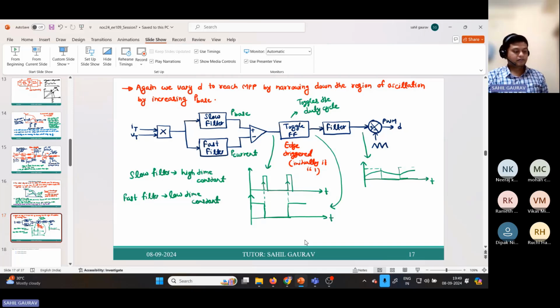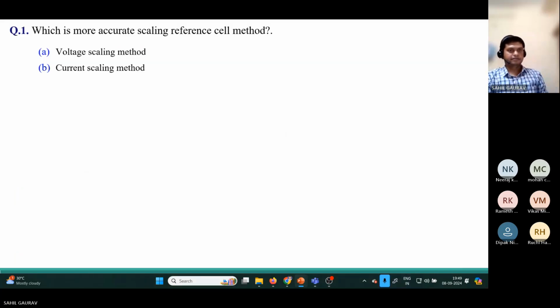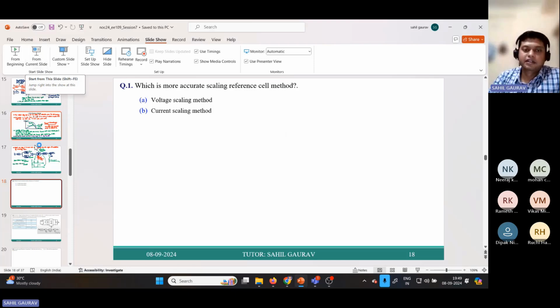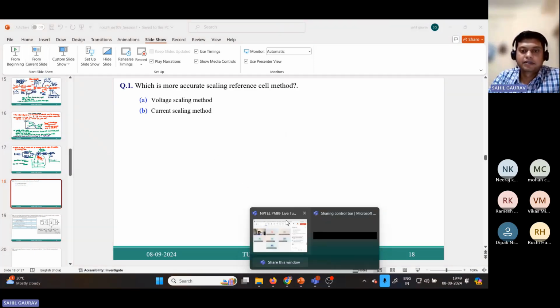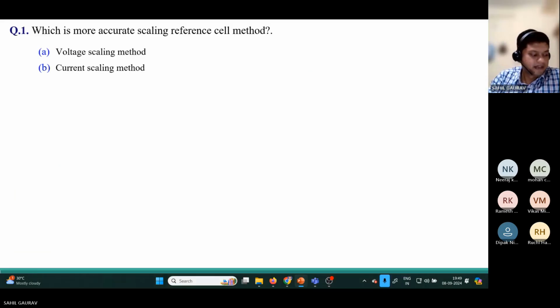Now we will solve problems for this session 7. The first question is: which is more accurate scaling reference cell method, voltage scaling or current scaling method? You can type it in the chat box, or if you want to speak, you can tell me. Yes, Mohan, correct, very good. The accurate scaling reference method is the current scaling type.